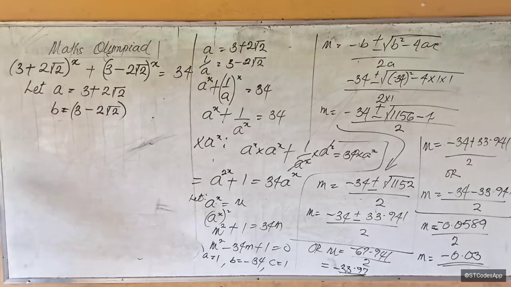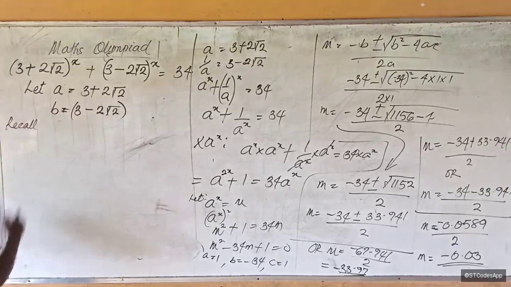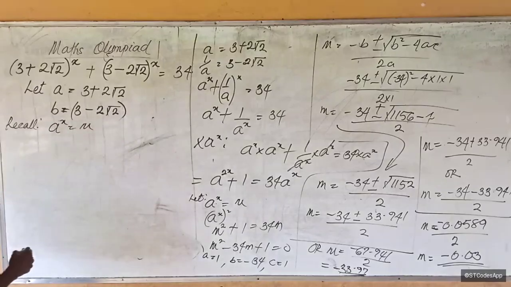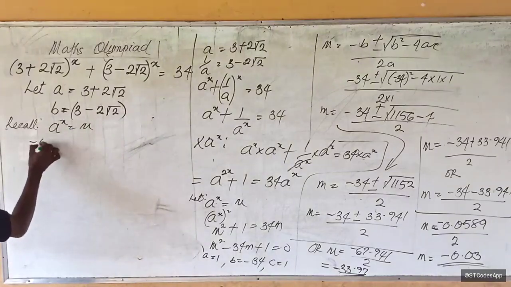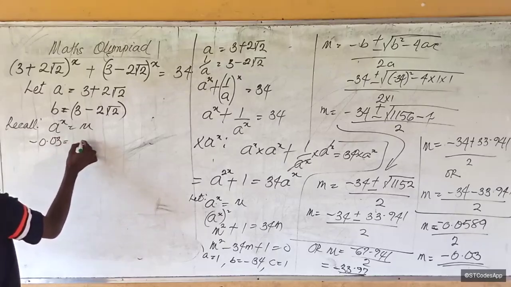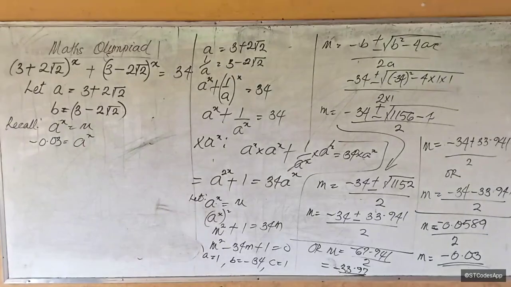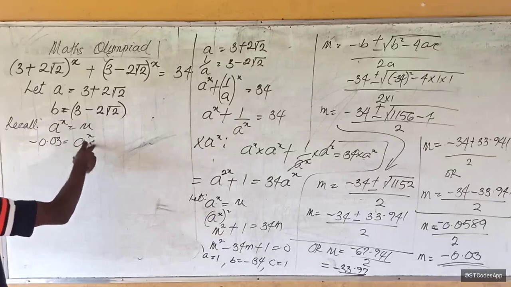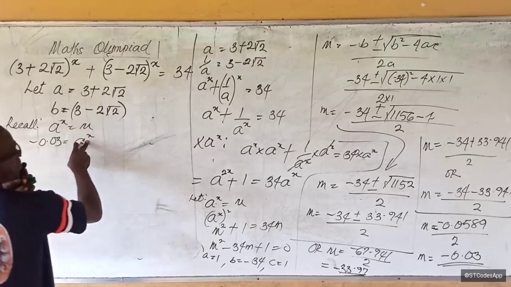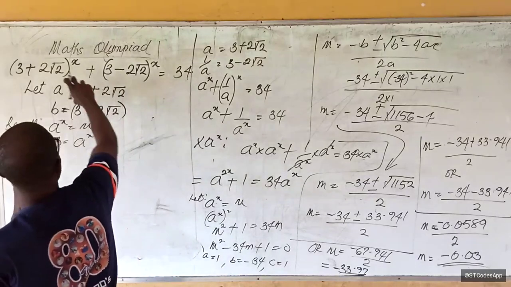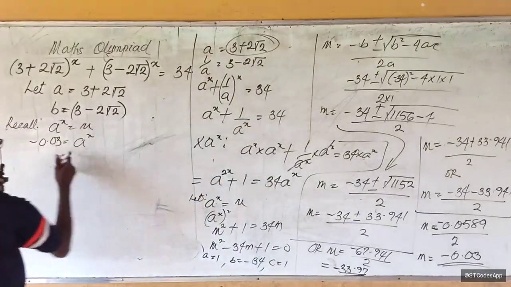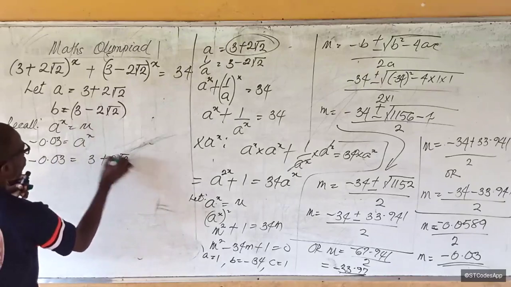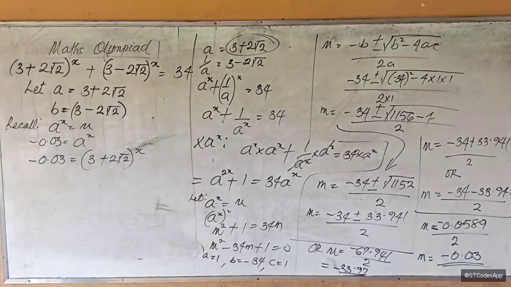So recall that we made M equal to A raised to X. And now M is minus 0.03, so minus 0.03 is equal to A raised to power X, isn't it? From here, what can we do? There are 2 unknowns, so let's substitute something else again. This A raised to power X, our A is this guy here. So to get X now, minus 0.03 is equal to A, which is 3 plus 2 root 2, close brackets, raised to power X. So that's what we have there.